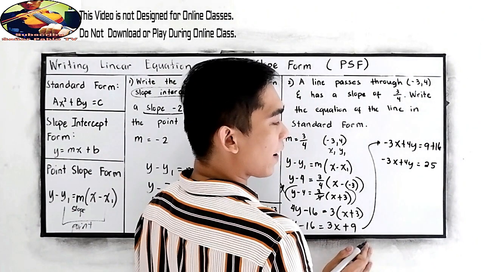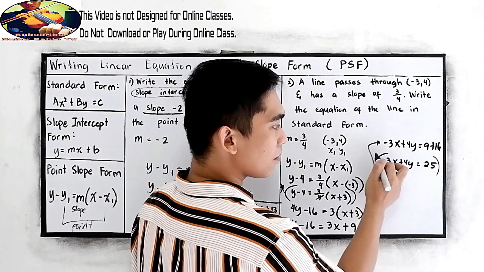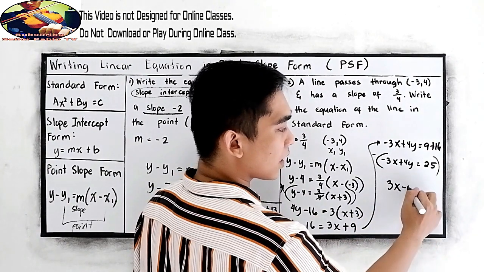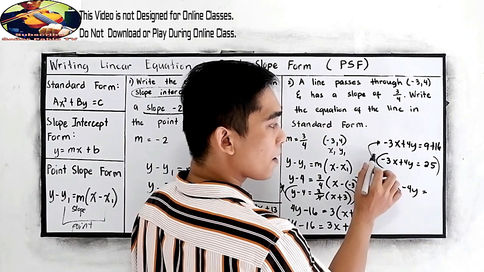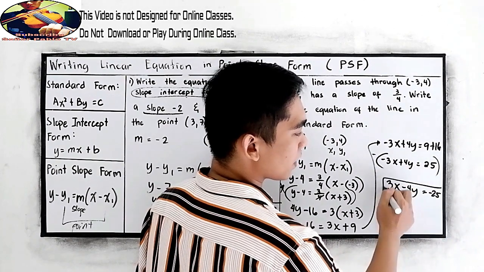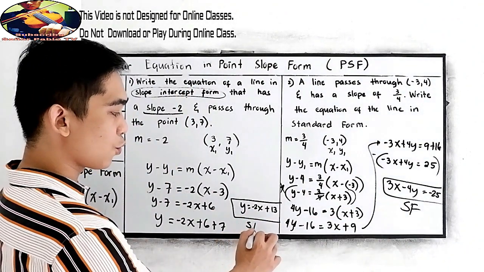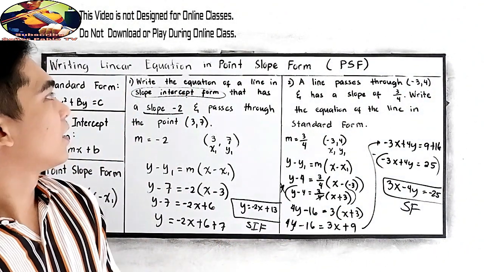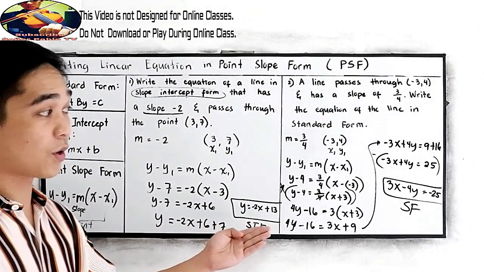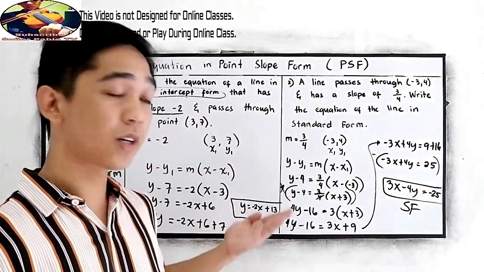9 plus 16, 25. Our a must be positive, so we need to multiply by negative. So this will become 3x, negative times positive, negative 4y is equal to negative times positive, negative 25. This will be our standard form. And this is our slope-intercept. Okay. Using the point slope form, we can get our equation of the line, whether it is in standard or the slope-intercept.